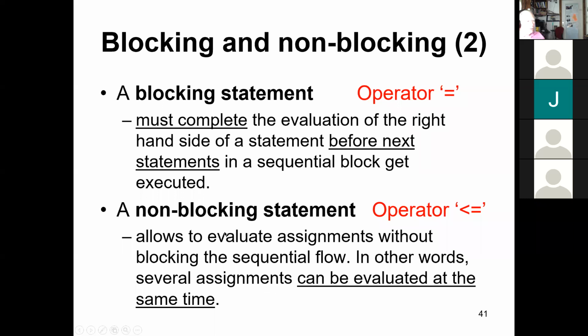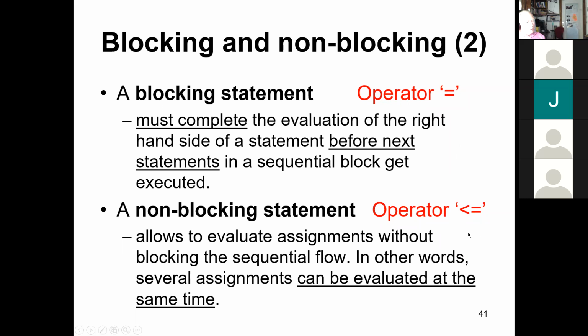So the non-blocking statement allows you to evaluate assignments without blocking the sequential flow. In other words, several assignments are evaluated at the same time. So whatever you have in your always block that's set up like this will all execute simultaneously, unless there's a blocking operator stuck in the middle somewhere. Then that would screw that up.